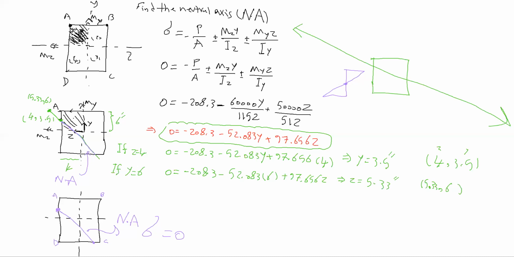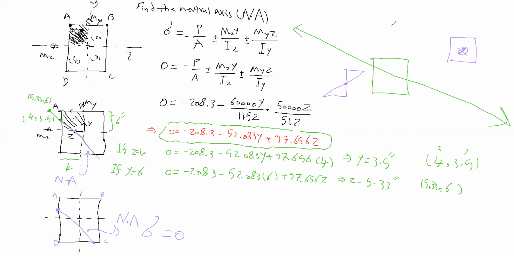Is P perpendicular here? So P is perpendicular to the cross section at any point, A, B, C, D, any point. P is perpendicular to the cross section.